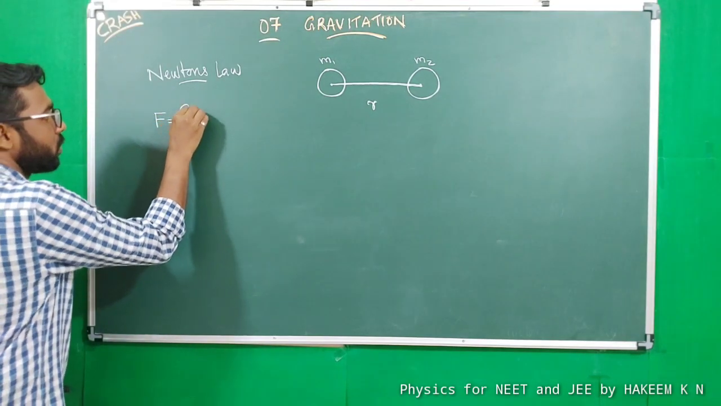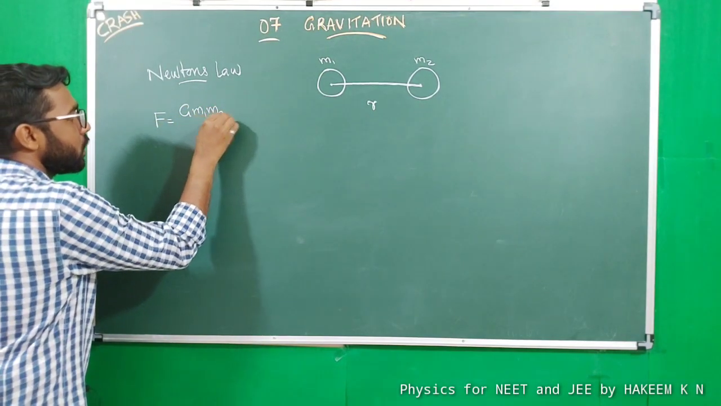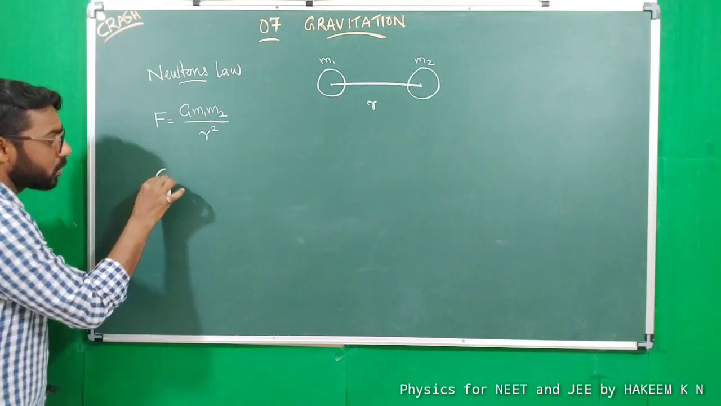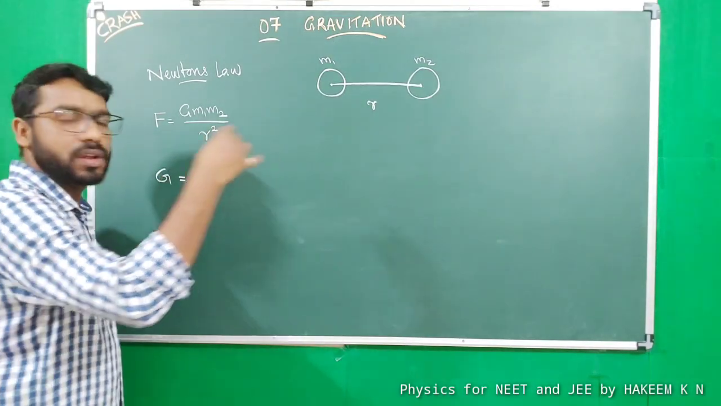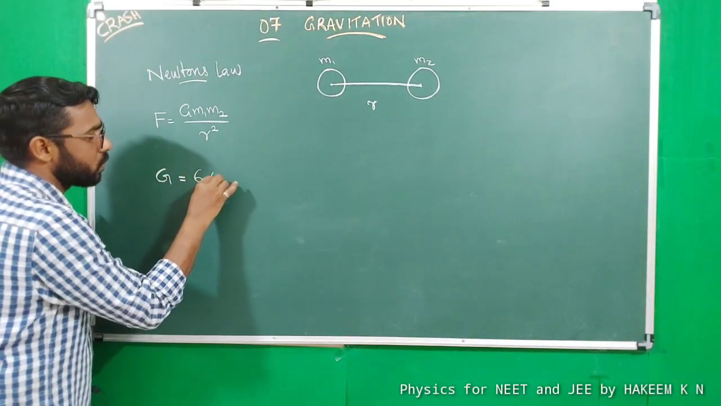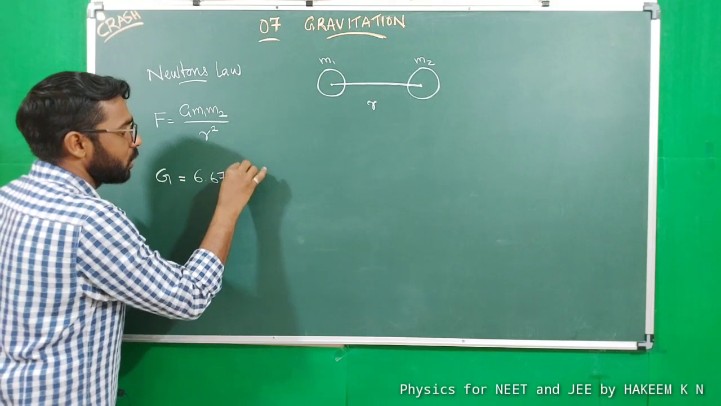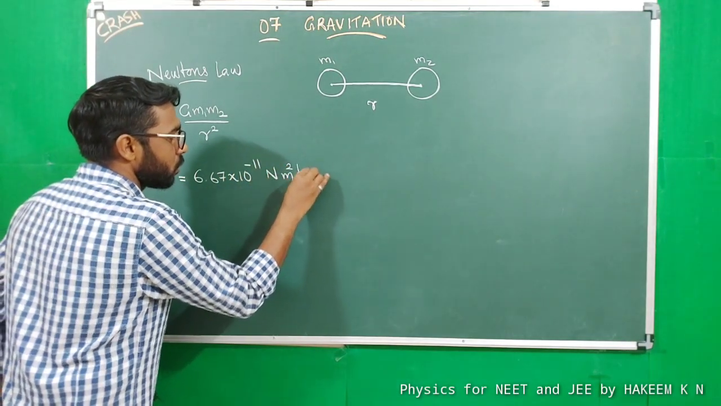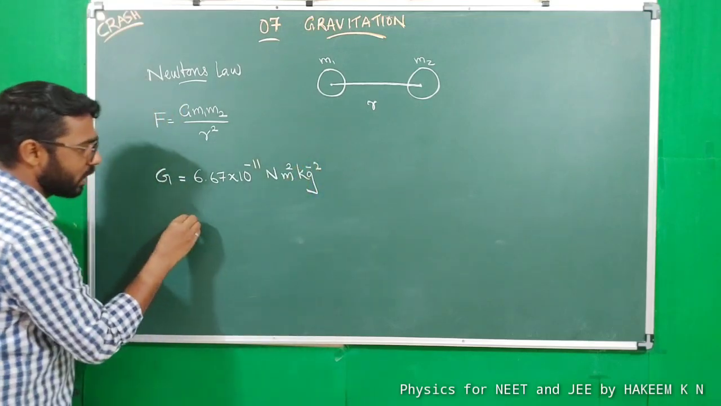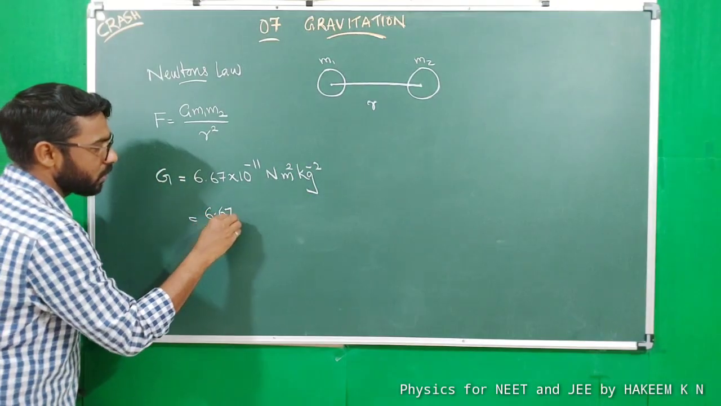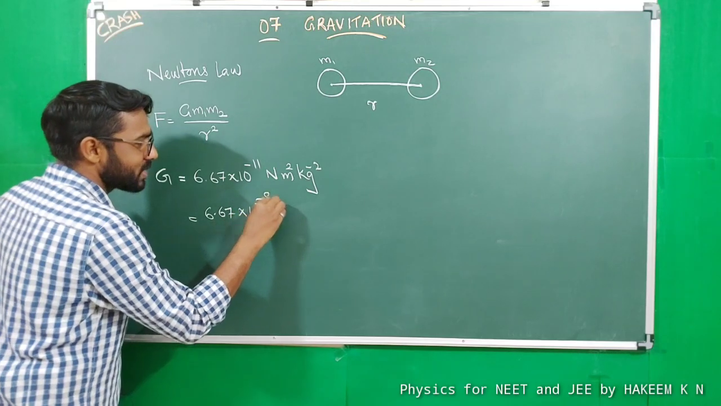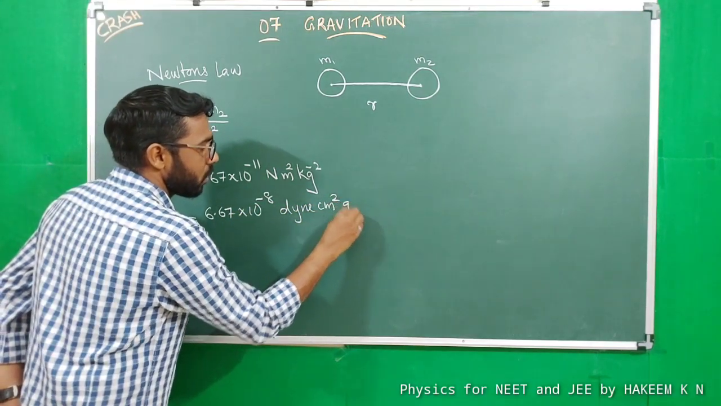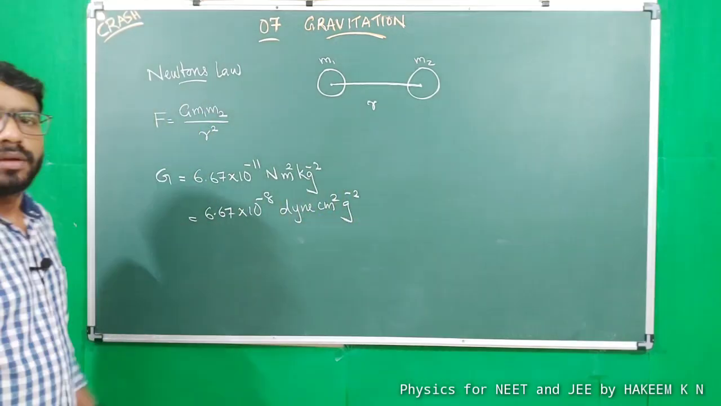given by the equation F equal to G m1 m2 by r square, where G is called the universal gravitational constant whose value is given by 6.67 into 10 power minus 11 Newton meter square kilogram power minus 2 and 6.67 into 10 power minus 8 dyne centimeter square gram power minus 2.